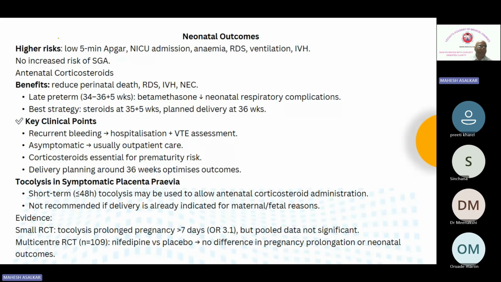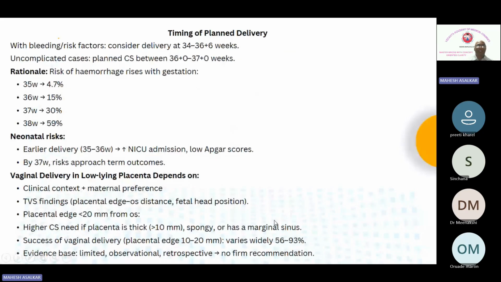Then the clinical points are recurrent bleeding, hospitalization, and VTE assessment. This we have all seen. It is just a repetition of a few points. Regarding tocolysis in asymptomatic placenta previa, the role is only short-term tocolysis for the action of the steroids. That is what we have already seen.